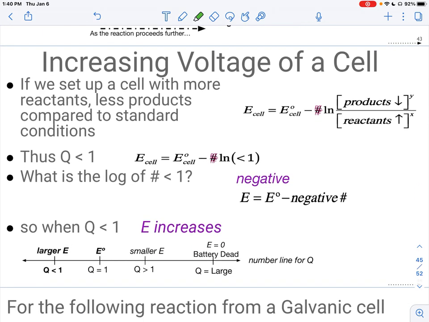So let's take a look at some different scenarios that we could find. If we set up a cell with more reactants and fewer products, Q will be less than 1, right? Because if the numerator is smaller, then this number is going to be less than 1. When you do that, the log becomes a negative number, and so E increases, because E naught minus a negative number is obviously going to be bigger. So E will be bigger. That's increasing the voltage.